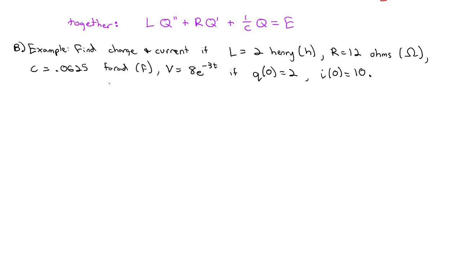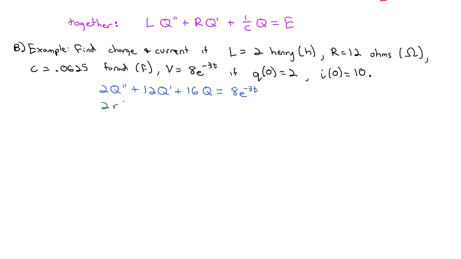Well, we know our equation is L, or 2, times Q prime prime, plus R, which is 12, times Q prime, plus the reciprocal of C, and if we put 1 over 0.0625, we'll end up with 16. Q is equal to the voltage that came out of the battery, which is 8e to the negative 3t. Now we have a higher ordered differential equation that is linear with constant coefficients. We know how to solve these.